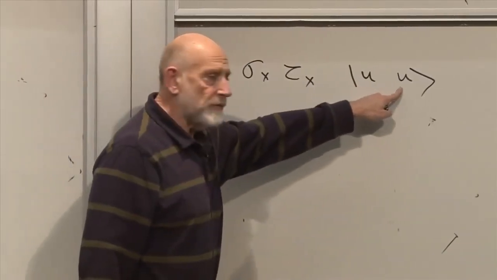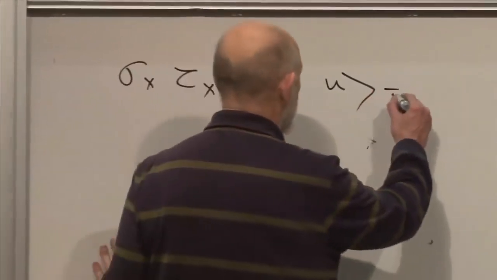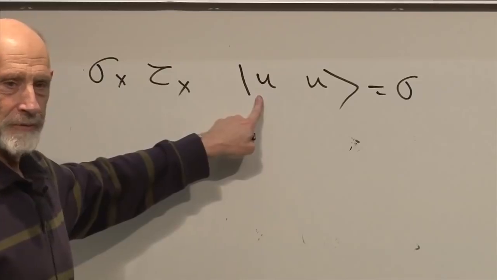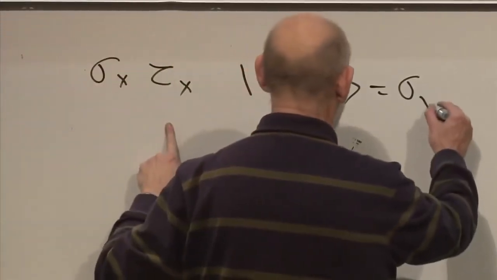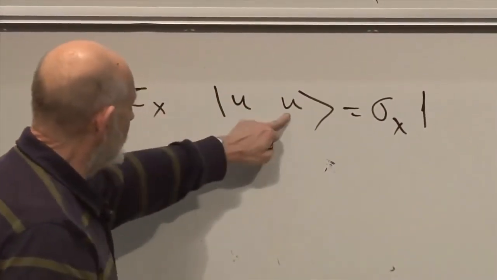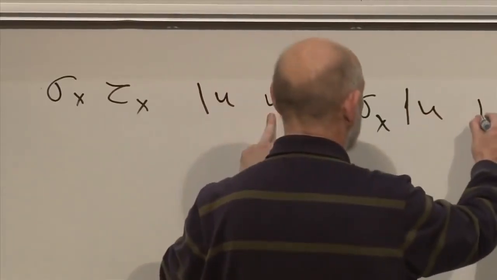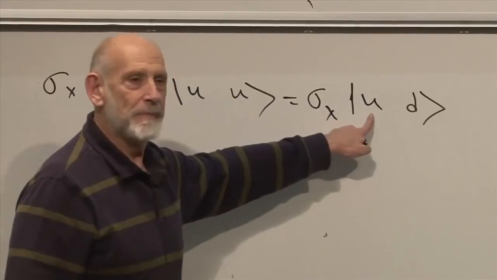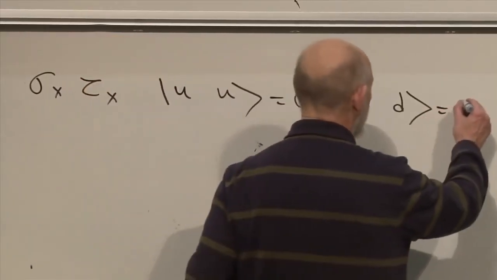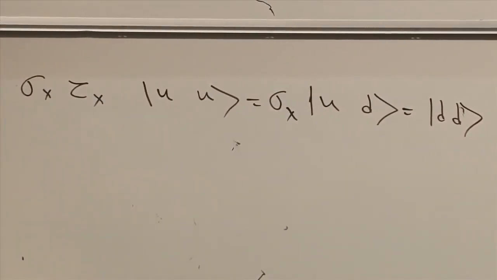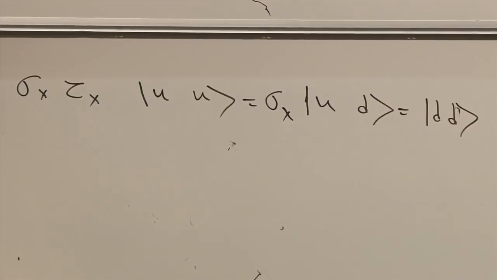It operates on this one and leaves this one alone. Do I have it wrong? Yeah, it operates on this one and leaves this one alone, right? Okay, so it gives sigma x, which I have not acted with yet, times, now tau x flips this one, so it's up, down. Okay, now what does sigma x do? It flips this one. So it just gives down, down. Kind of boring, but that's what it does.